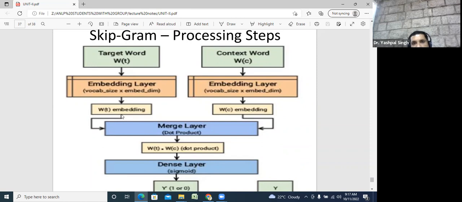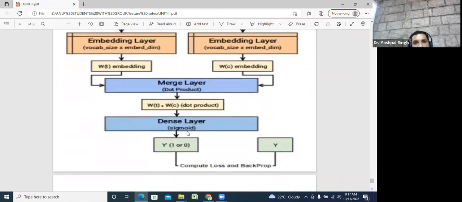And whatever w t and w c we get from there, we provide the dot product of both. After that the dense layer is accountable for the positive input samples and the negative input samples, and whatever comparison goes on in the dense layer, that is sigmoid. So we will get an output of one or zero. On the basis of this, with the help of backpropagation, we are using this concept.